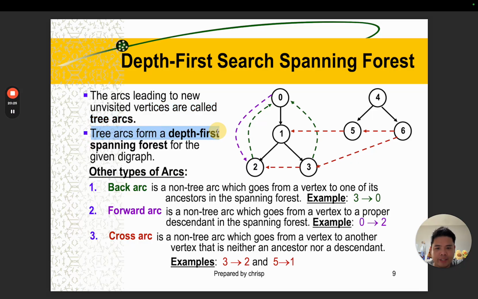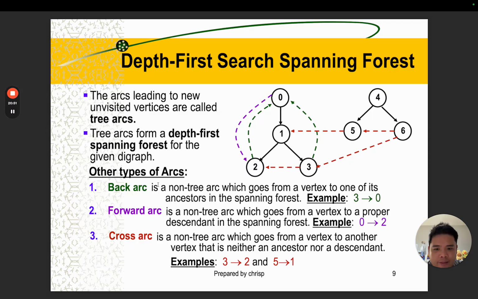Tree arcs form the depth-first spanning forest for the given digraph. So my depth-first search spanning forest is the ones in the tree arcs, or the ones represented in black. The other types of arcs are color-coded by Ma'am Peña as well. Thank you, Ma'am Peña. Back arc is green.